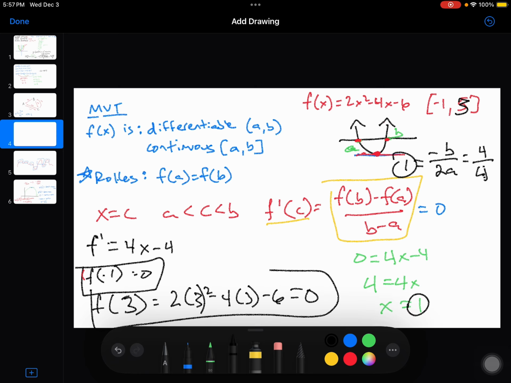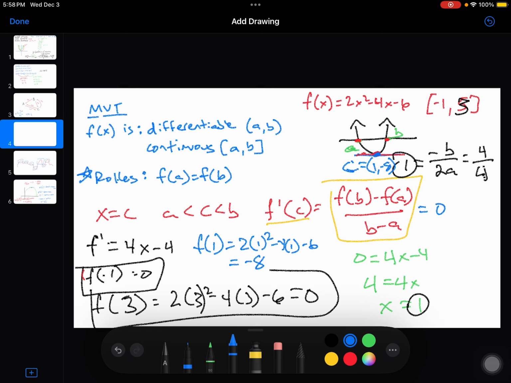And we can substitute that into the original equation now, f of 1, and we're going to get 2 times 1 squared minus 4 times 1 minus 6, which will be 2 minus 4 is negative 2, minus 6 is negative 8. So our vertex, that point c, is equal to 1, negative 8. And so the mean value theorem is the general case. The special case is Rolle's theorem. And all this really is just the slope formula once again.